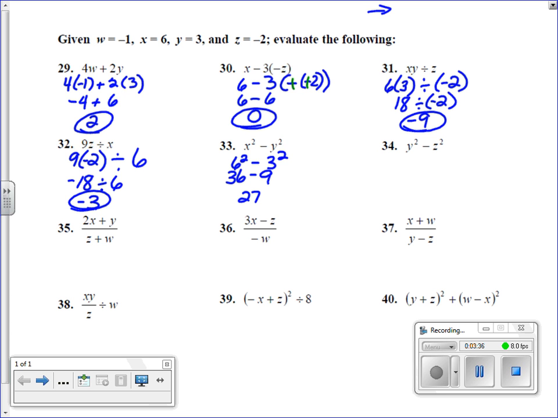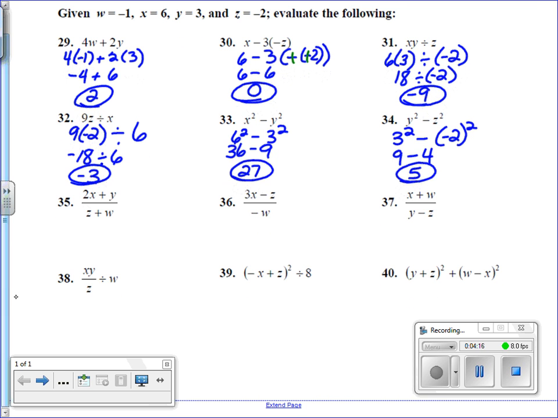And remember, with these type of problems, you can use a calculator. So if you're not sure what that is, get out the calculator and do the math. Here we have y squared minus z squared. So I have 3 squared minus, and it's going to be negative 2 squared, okay, because z is a negative. So now I have 9 minus negative 2 squared. Negative times a negative is a positive, so 9 minus 4, I get 5. If at any time you need to pause this, please do.